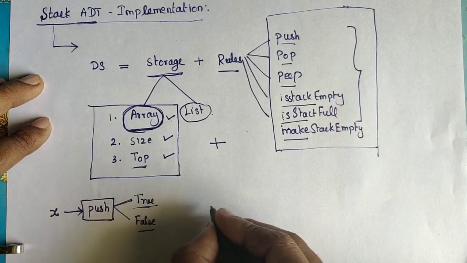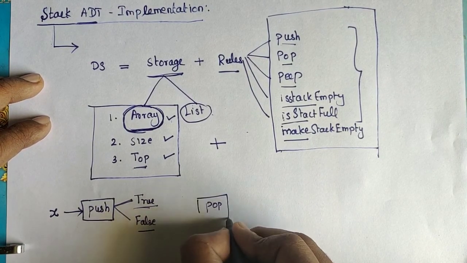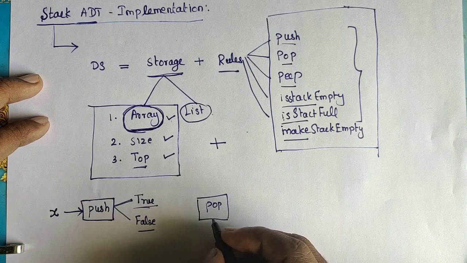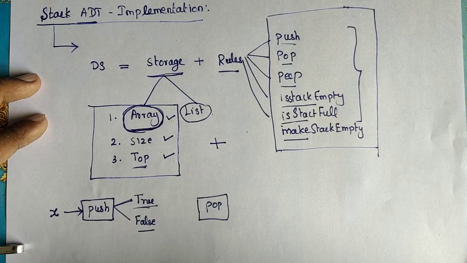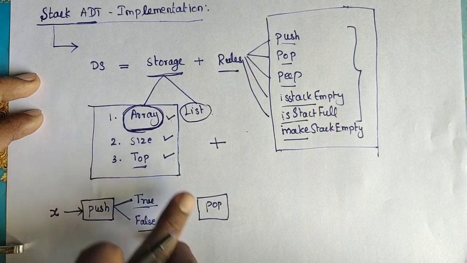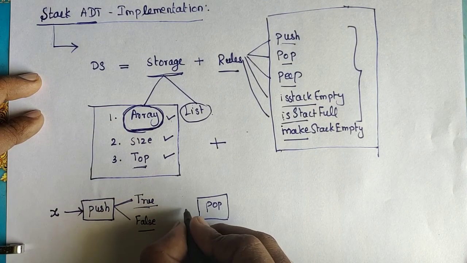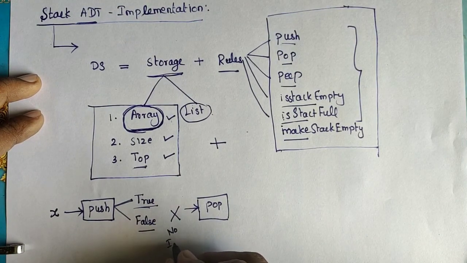Okay, similarly you come to the pop operation. The pop operation means, when the user calls this function to pop, what is the input needed to be passed? No need to give any input for the pop operation, because the pop is going to just pick one element from this array. So no input is needed for the pop operation.